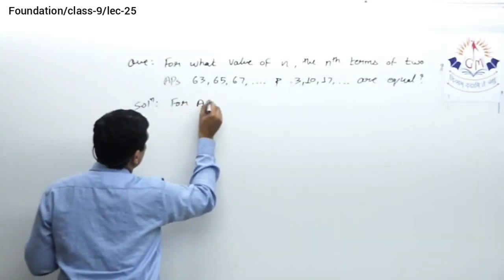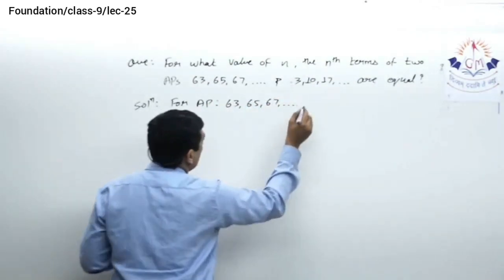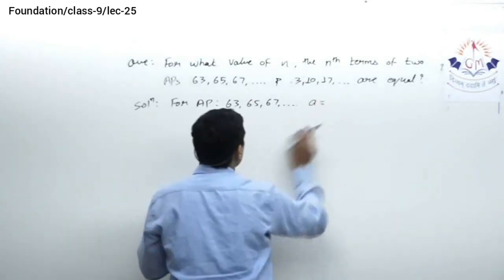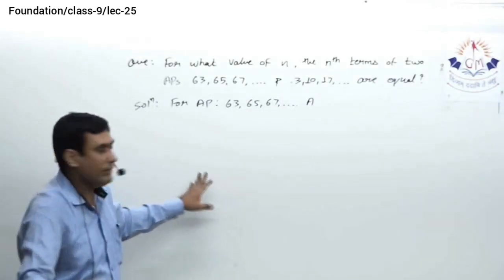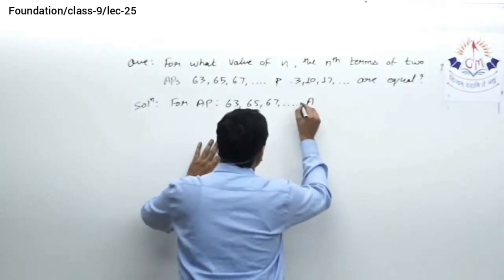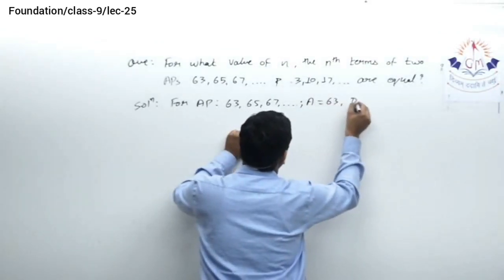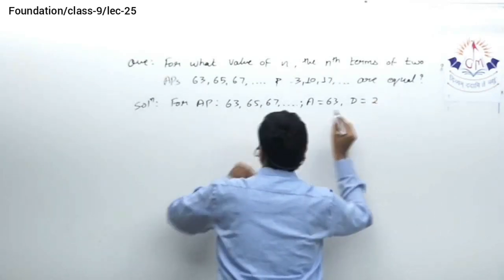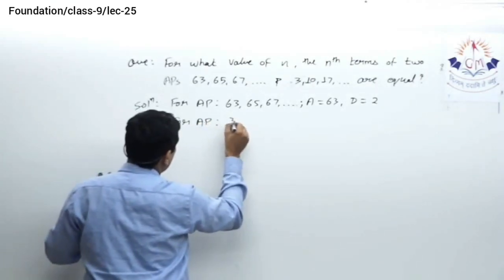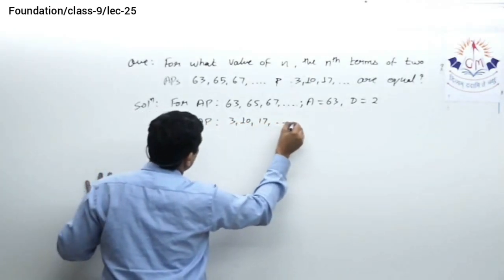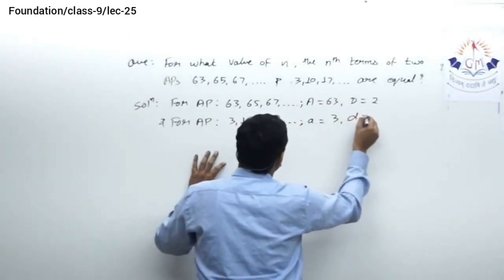For the AP 63, 65, 67 and so on, there are two different APs, so their first terms are different, so I'm using different symbols. For this AP, A is 63 and D is 2, and for the second AP, 3, 10, 17, the first term a is 3 and the common difference is 7.